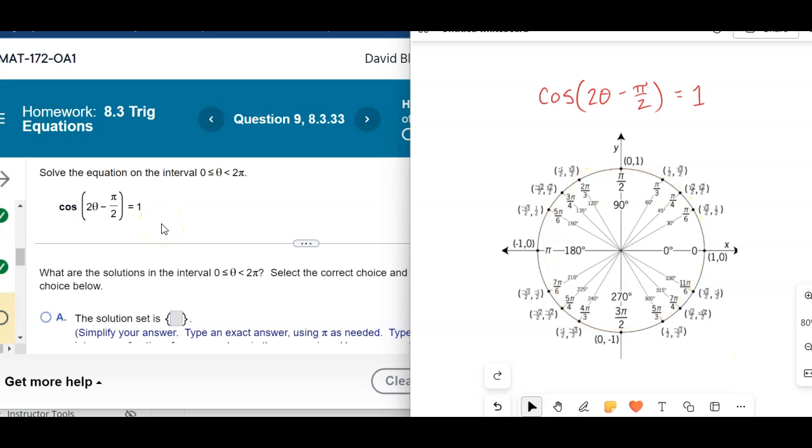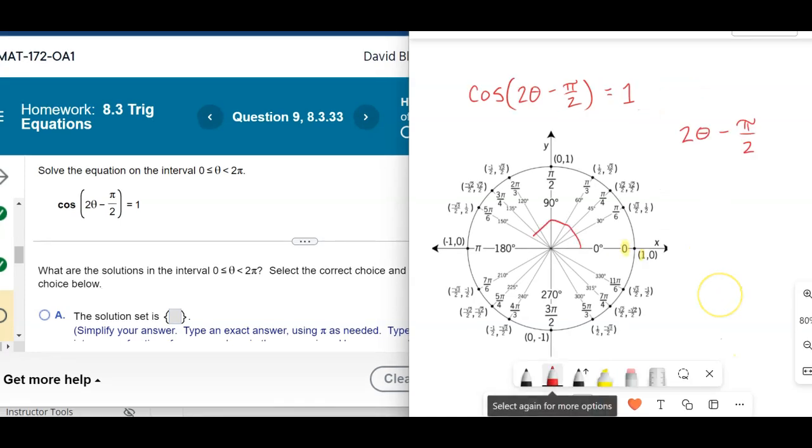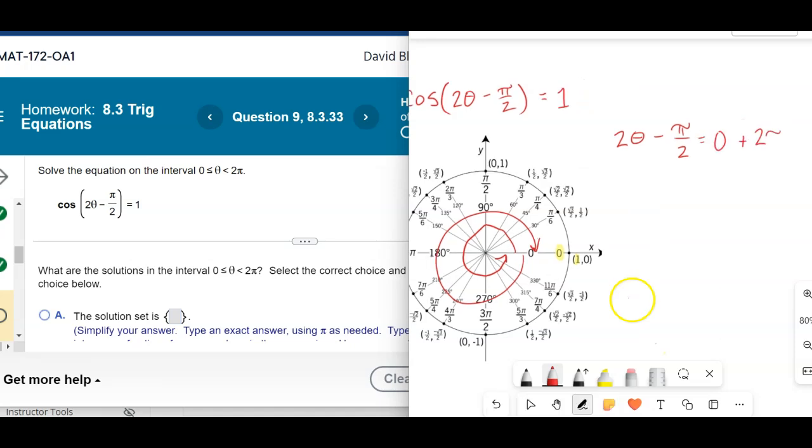Alright, we need to find where is cosine equal to 1. That's the x-coordinates being equal to 1, and it only happens right here when the angle is 0, okay, 0 radians. Now it also would happen if we went all the way around and added 2 pi radians or subtracted 2 pi radians. So we're going to set it equal to 0 plus 2 pi times k, because again we could just go over and over and over again. Now this is not a general solution, this is in a region, but we do need to do this when the inside function has been altered.